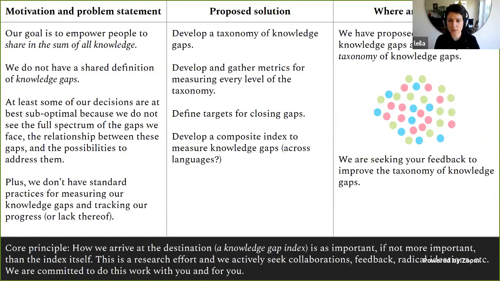We have broken down this work into multiple stages. The first stage is developing a taxonomy of knowledge gaps, and that's going to be the focus of the presentation today. Once we have a taxonomy of knowledge gaps that tells us what the different groups of gaps are that exist in Wikimedia projects, we're going to embark on developing and gathering metrics for measuring these different gap types. At the same time, we will try to understand the relationships between these gaps. Then we get to a place where we have to define targets for closing these gaps. And eventually, we can develop a composite index down the road where we can measure the gaps, maybe across languages or maybe across some other unit.